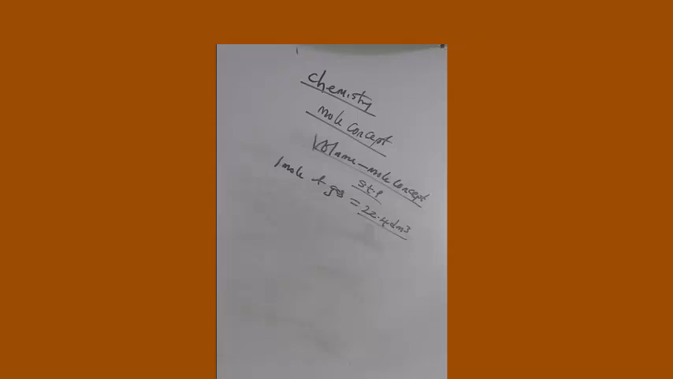Now, 22.4 dm cube is the same as 22,400 cm cube. You multiply by 1,000 if you are working on cm cube, because 1 dm cube of a substance is equal to 1,000 cm cube of the same substance. dm cube is the same as a liter. 1 mole of a gas is the same as 22.4 liter of the gas.